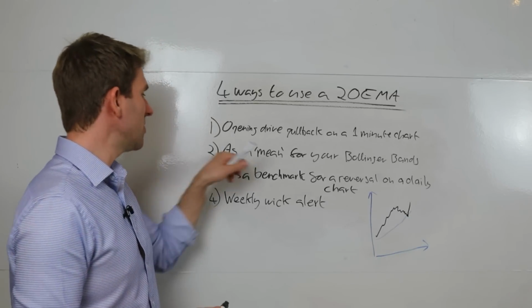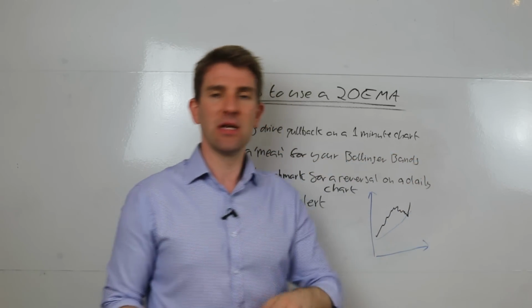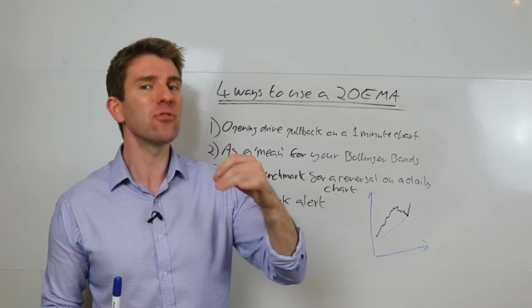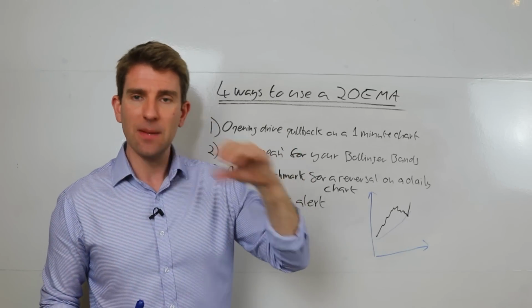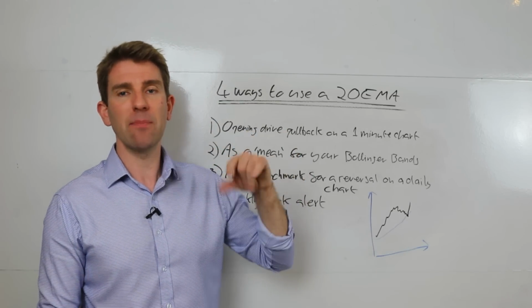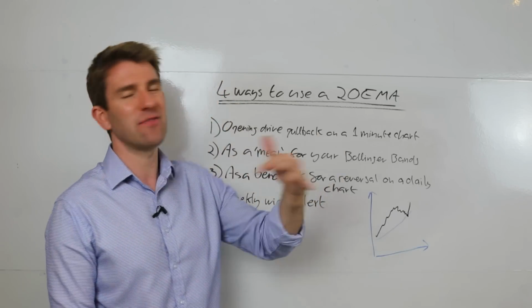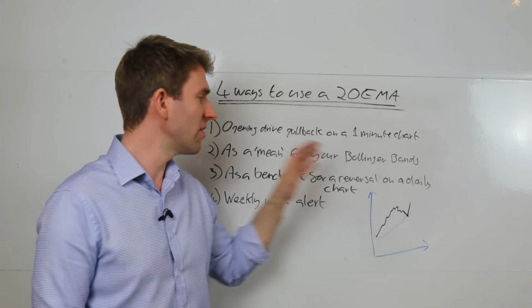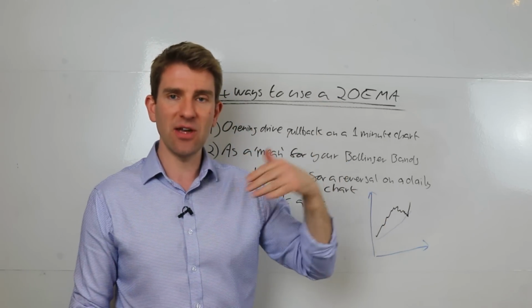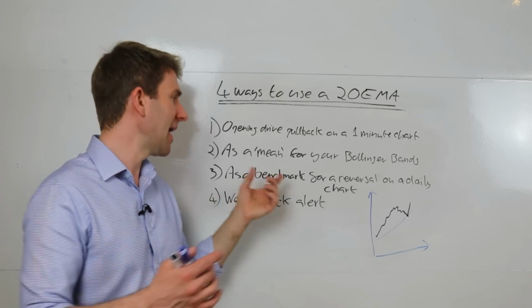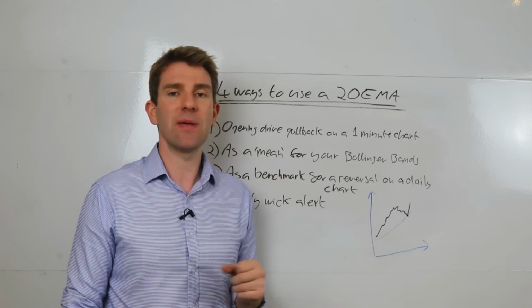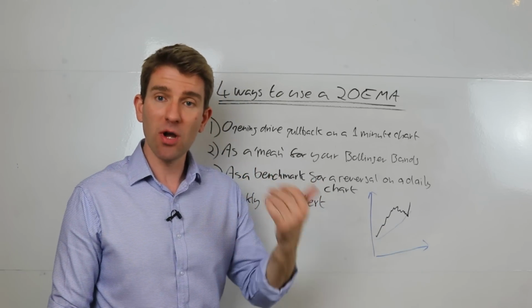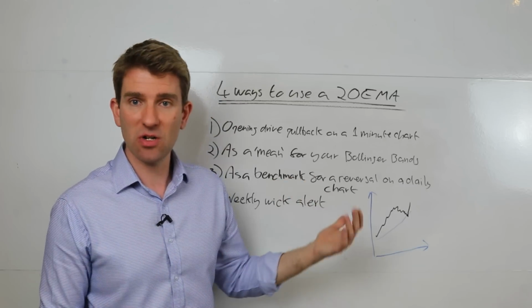Another one is to use it as the mean for your Bollinger Bands. Self-explanatory, but it's there for a reason, guys. People use the 20 period for a Bollinger Band. I prefer, again, the EMA setting if I can. If it's just SMA, I'm not losing any sleep over it. But a Bollinger Band, as we know, is standard deviations around a mean, and that mean being the 20 period moving average. It works nicely on a daily chart. It works nicely on a 1 minute chart as well.